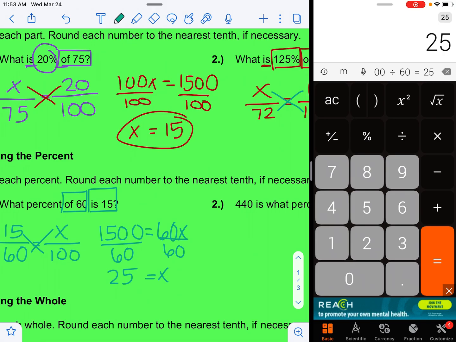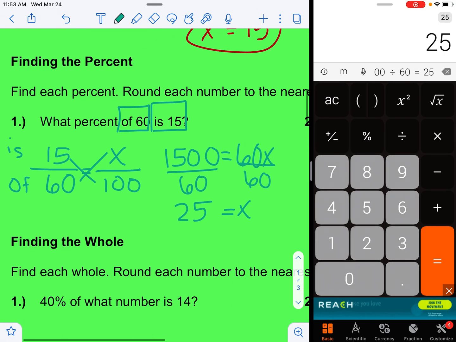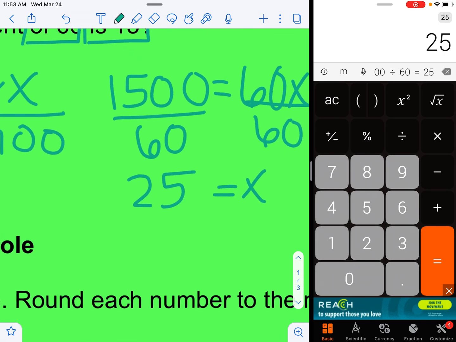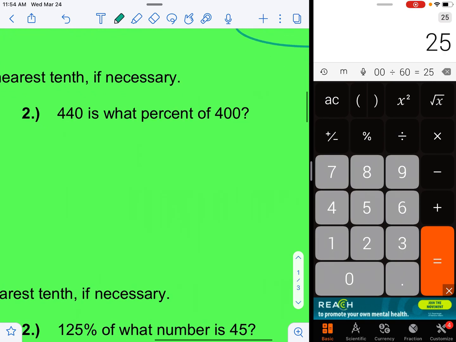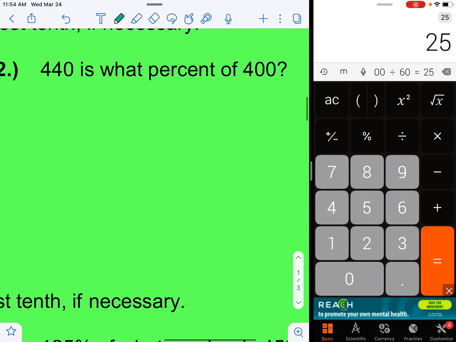And this is where it gets tricky because in the two problems above we didn't need a label. But we're talking about percents. So we need to make sure we have the percent sign at the end of our answer for this problem. So that's our answer. Moving on to the second one.